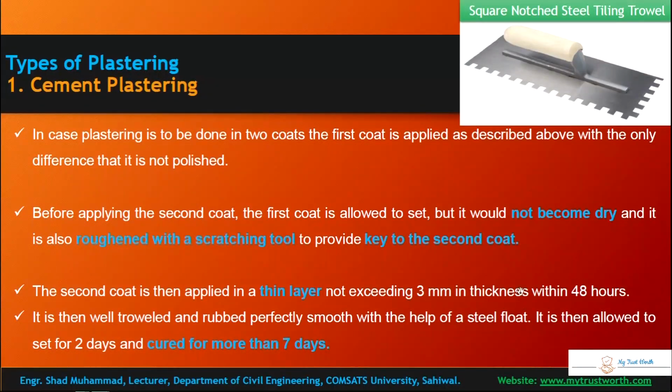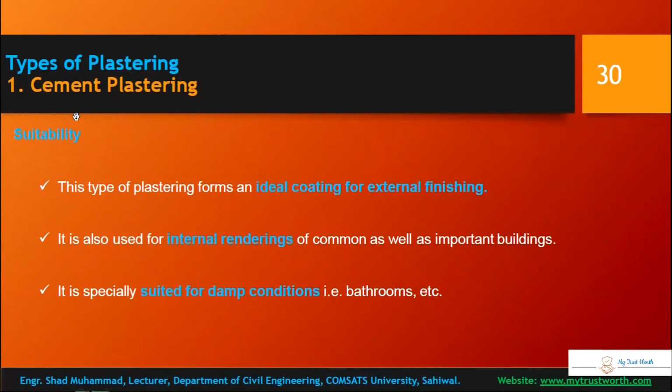Within 48 hours you have to apply the second coat. It is then well troweled and rubbed perfectly smooth with the help of steel float. It is then allowed to set for 2 days and cured for more than 7 days. Curing, proper curing. You know, cement needs proper curing to help cement form its crystalline structure and make it denser.